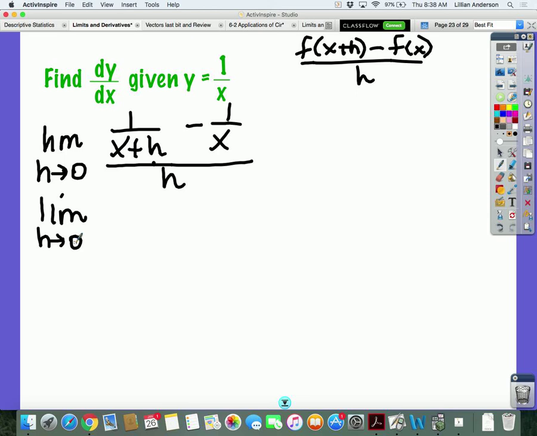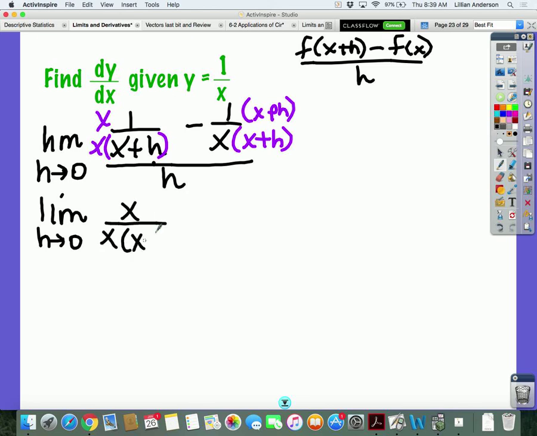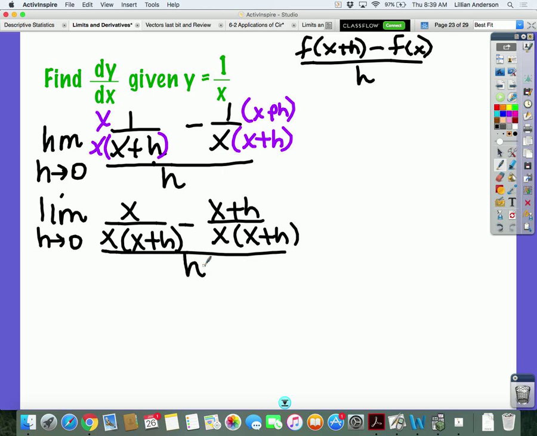Now, in order to subtract two fractions, I need a what? Common denominator, which is going to be x times x plus h. So I'm going to multiply this whole first fraction by an x, this whole second fraction by an x plus h, just so I can get a common denominator here. If you did it differently, hey, it's all whoever taught you how to do fractions. All I'm doing at this point is simplifying, so that when I plug in 0, I don't get 0 over 0. I'm actually trying to figure out what this limit is.